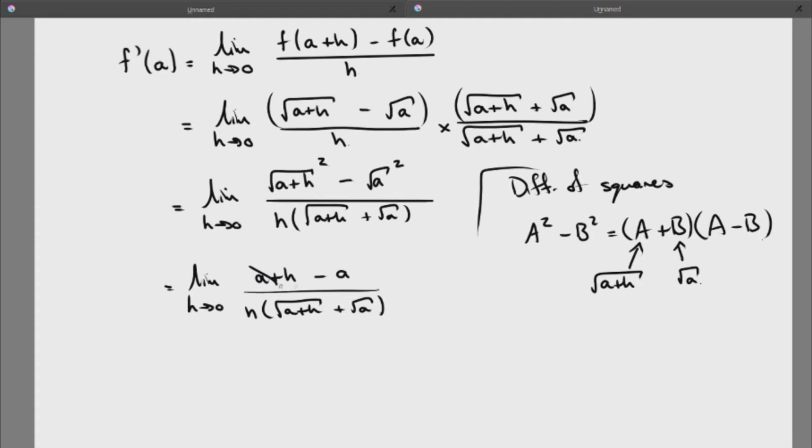Then the a and the minus a cancel. And when they're gone, I have only an h at the top, canceling with an h at the bottom. So what I'm left with is 1 over the square root of a plus h plus the square root of a.